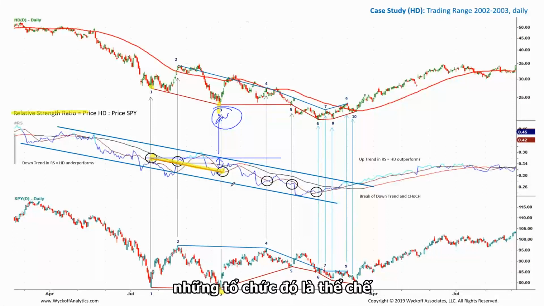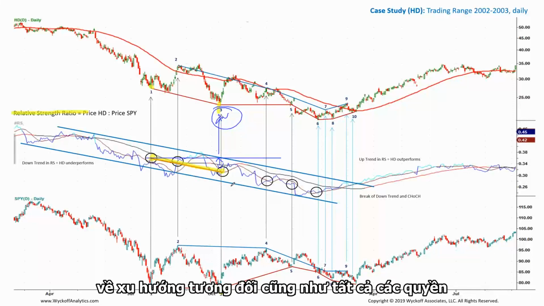Those institutions are institutional trend followers. They are trying to systematize their point of entry based on the emergence of the trend, and not only on the price trend, but also on the relative trend as well.